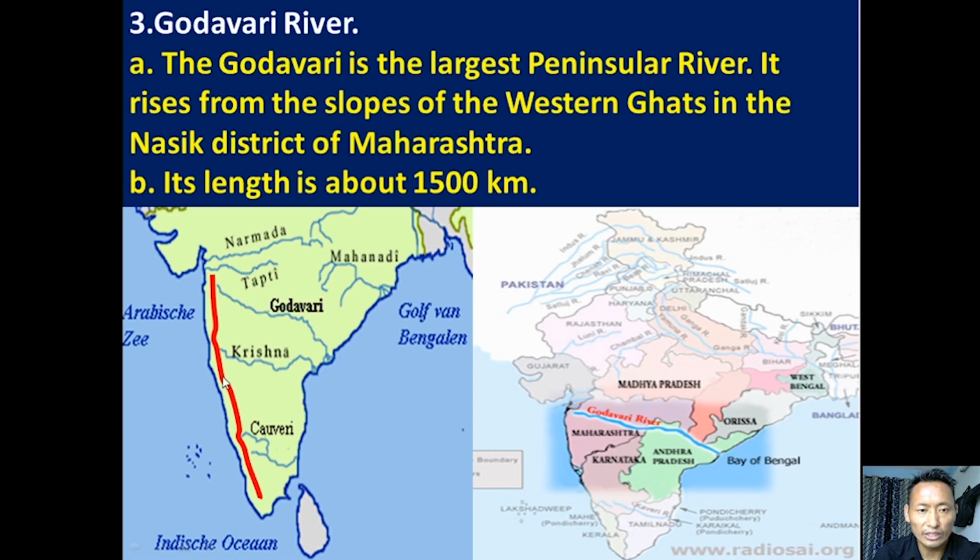So this particular red line shows the Western Ghat. Ghat is the hills in the Nasik district. So the main origin of Godavari is from Maharashtra. In Maharashtra we have one district, that is Nasik district. So the main source or origin of Godavari River is from Western Ghat in Nasik district of Maharashtra. The total length of this particular river is about 1,500 kilometers.